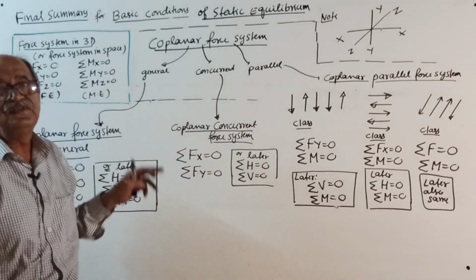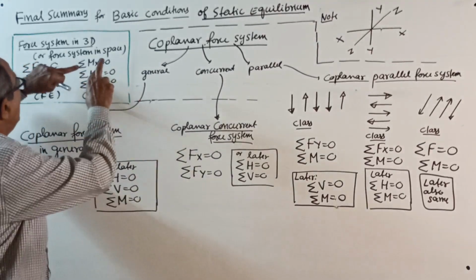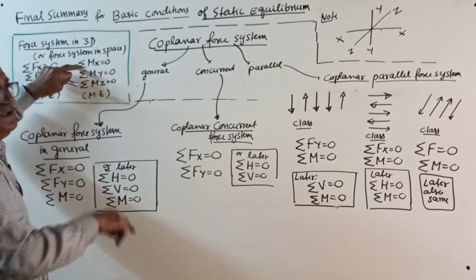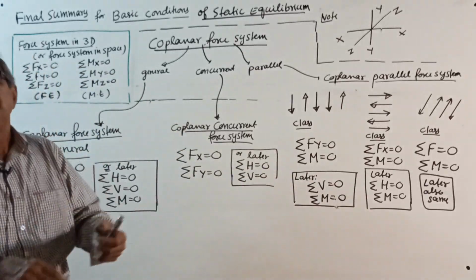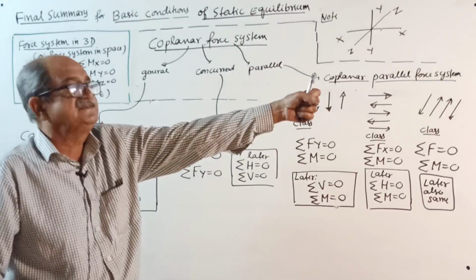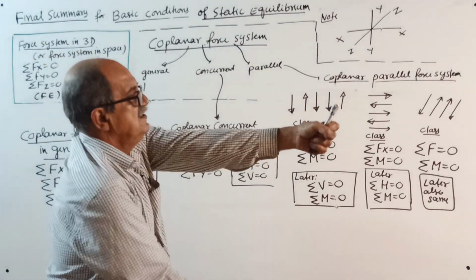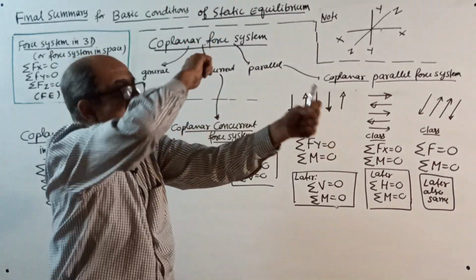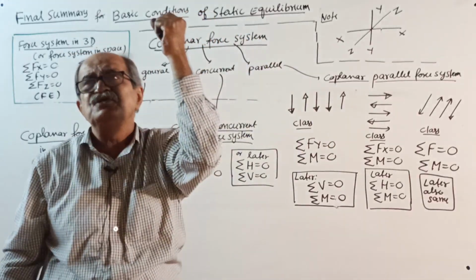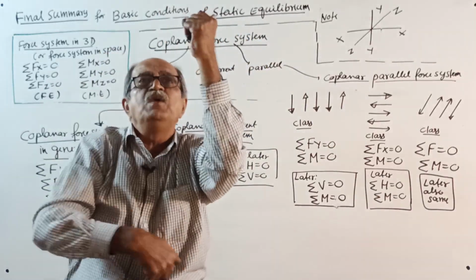Those who are serious, write everything. Algebraic sum of moments of the entire force system about xx axis equal to 0. See here, this xx axis, this way. Next, algebraic sum of moments of the entire force system about y axis 0.